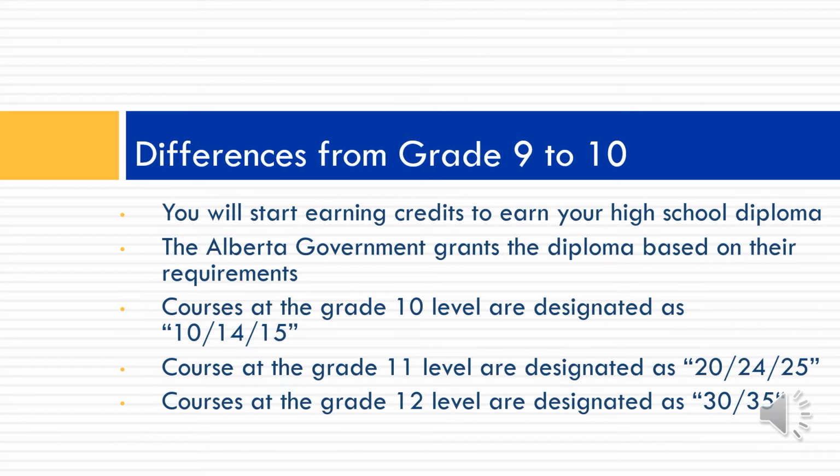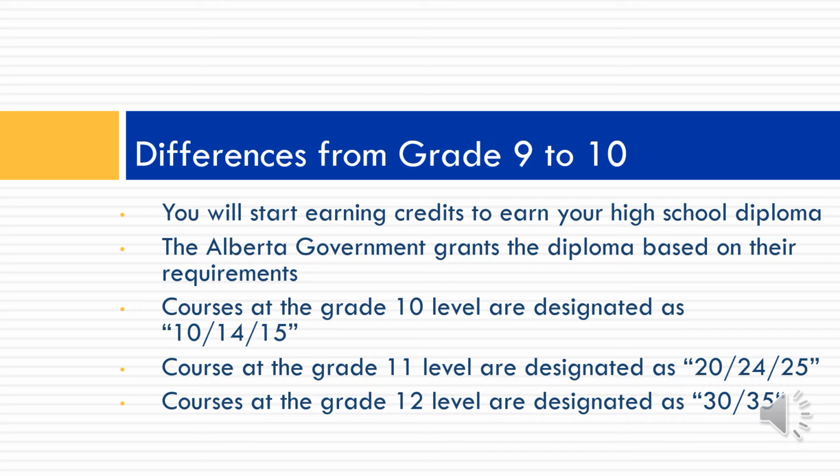So let's start with what are some of the major differences when you move from grade 9 to grade 10. In grade 9, you're still working off of the K through 9 curriculum. And for the most part, your programming is pretty set, except for the options or electives that you choose. Heading into grade 10, though, you're going to be starting to earn credits towards your high school diploma. The requirements for that high school diploma are set by the Alberta government, and they're the ones who will grant the diploma based on the completion of those requirements. And so you're going to want to make sure that you set up your programming in a way that gets you to that diploma in the end.